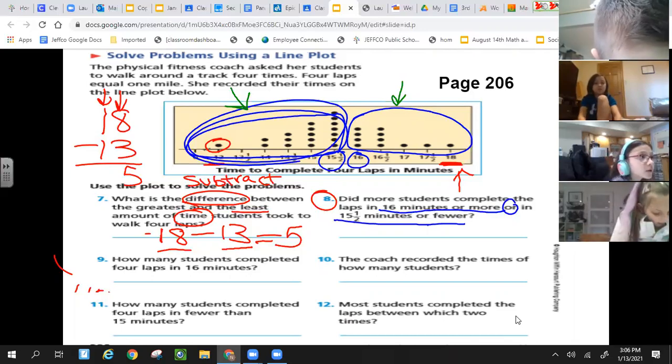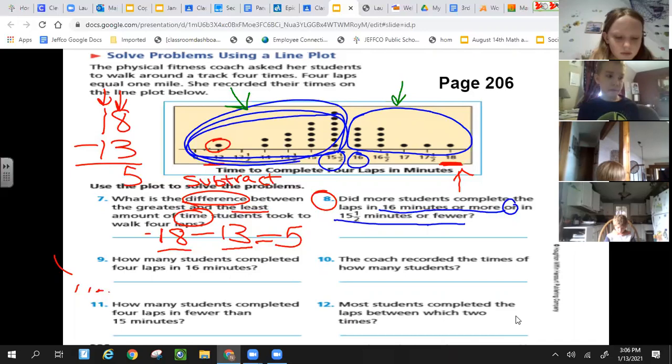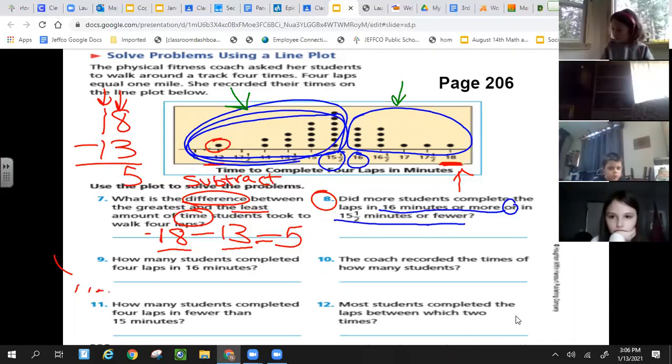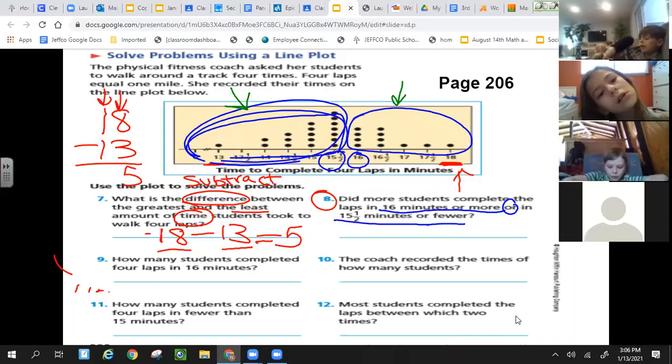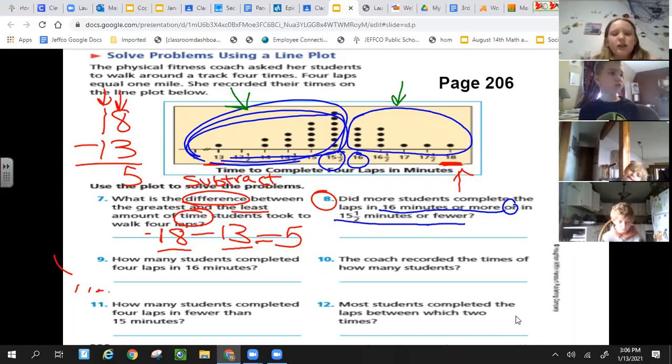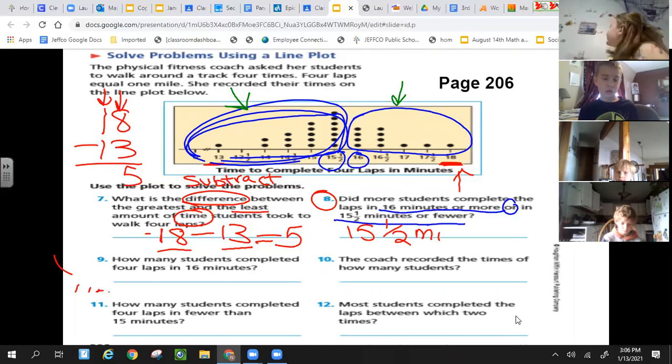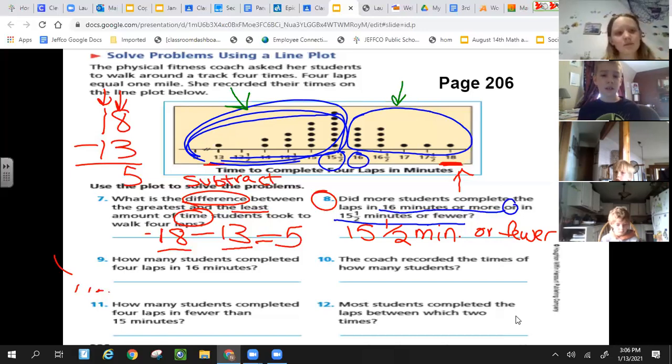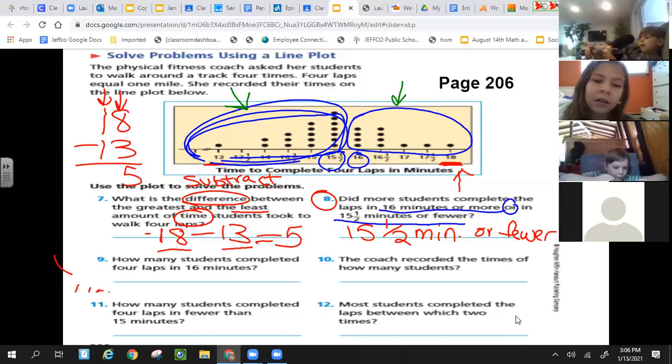I didn't count up the dots. I just forgot for a second. Oh, that's okay. So you just looked and saw that more dots were bigger on that side than on the other side. That works. That's fine. You could do it that way. So your answer is 15 and a half minutes or fewer. That would make me happy if I were the coach of that team or of that class, because that means that they're running pretty fast, most of them.